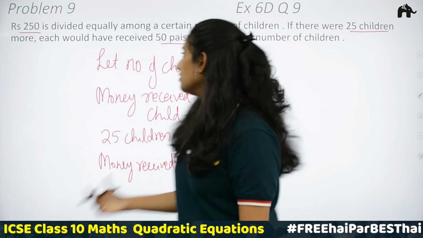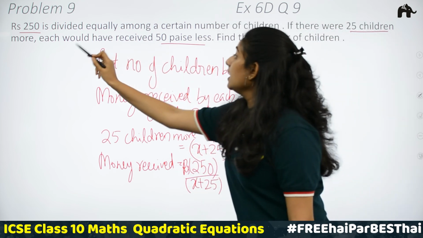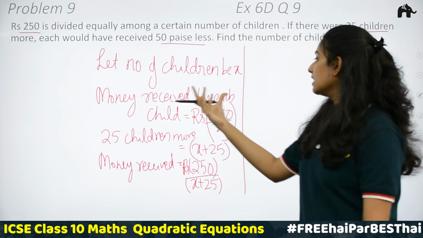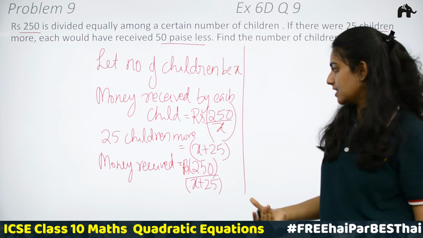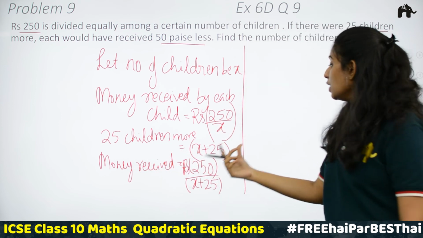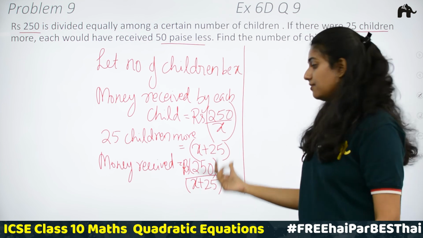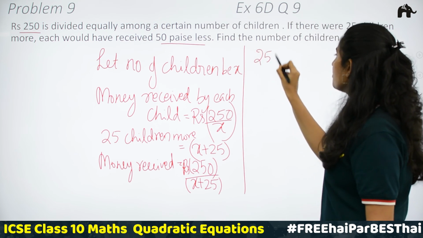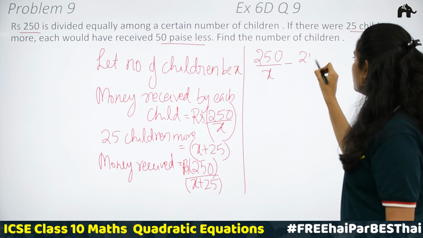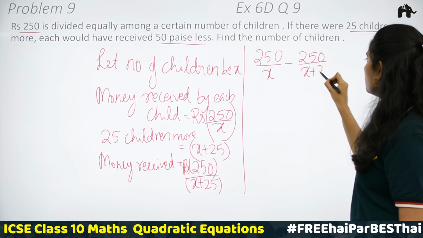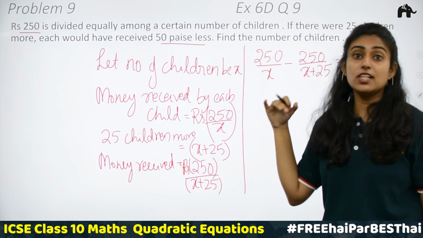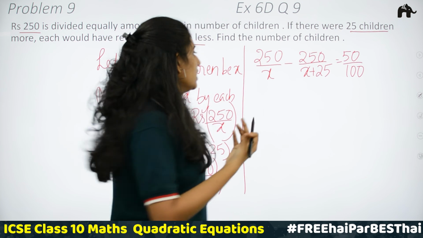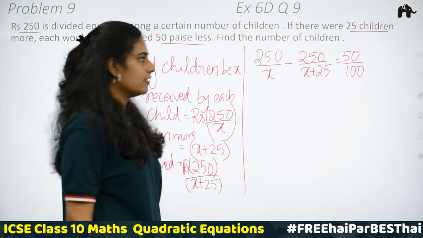Now what happens when the number of children increased? Each would have received 50 paise less. That is, in the first case the money received is 250 by x, and in the second case the money received is 250 divided by x plus 25. The difference between them is given, which is 50 paise. We can write 250 by x minus 250 divided by x plus 25 is equal to 50 paise. We have to convert it into rupees, that is 50 divided by 100. From this, we can make a quadratic equation and solve to find the value of x.